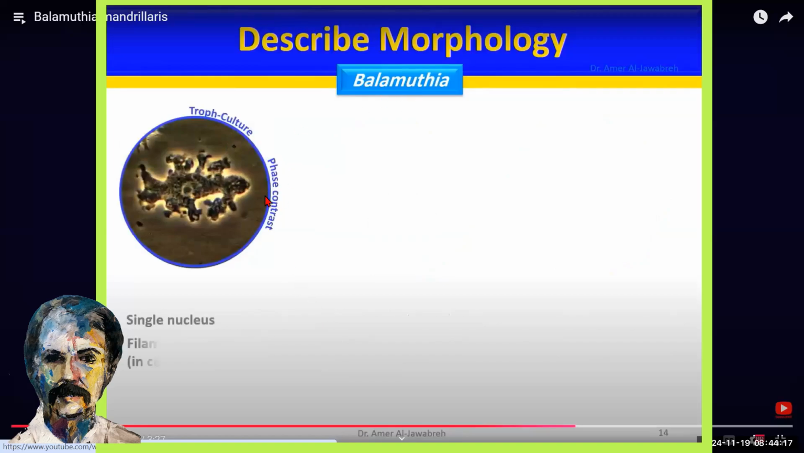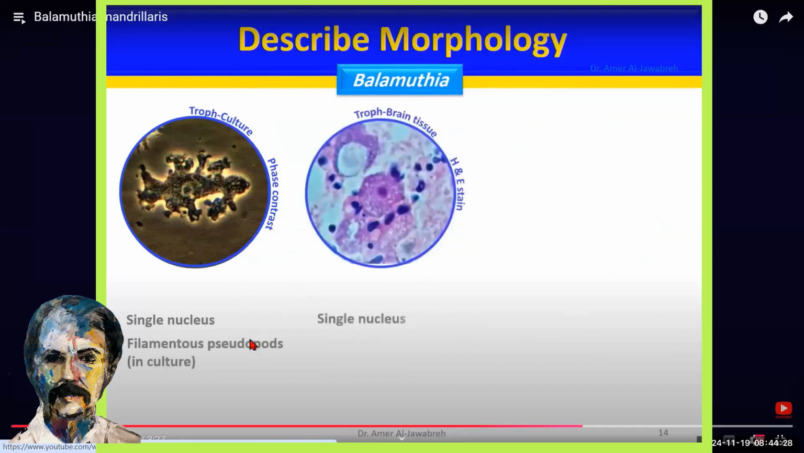This is Balamuthia trophozoite. Phase contrast microscope, single nucleus here in the middle, and filamentous pseudopods. See, these are the filaments. Looks like a lizard or any reptile. But these filamentous pseudopods, we don't see them in a human infection. In a human infection, it becomes just like any other ordinary trophozoite.